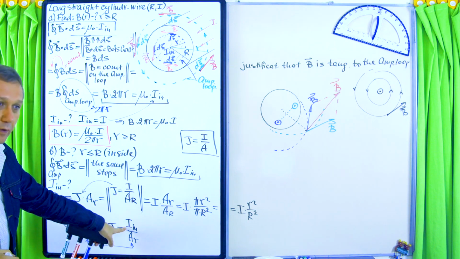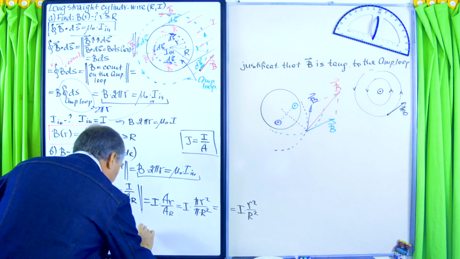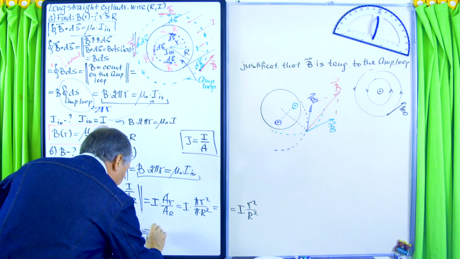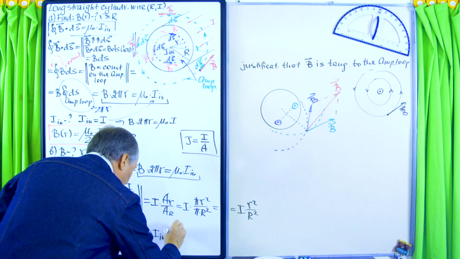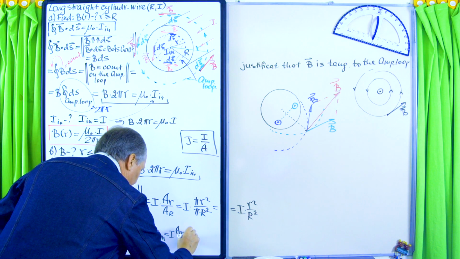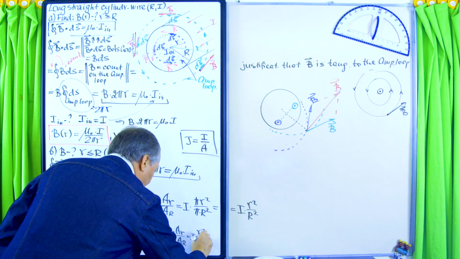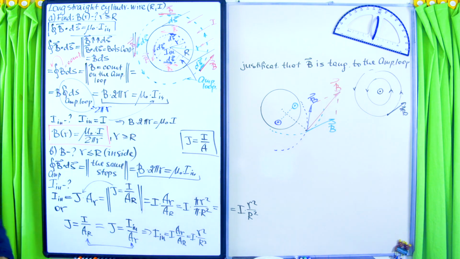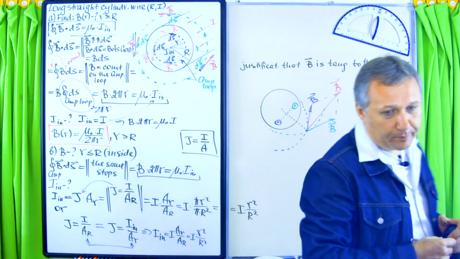So you just need to solve for I enclosed. So the area A sub r goes over here, and we will end up with exactly the same formula. So I enclosed equals I times the ratio of these cross-sectional areas. So it will be eventually exactly the same as what we got over here. Some students find this easier to understand. Okay, so it's up to you.